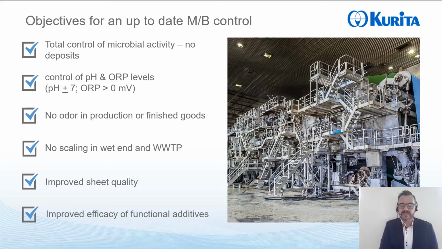So what is the target for a good microbiology control system? You should increase your pH above 7. The ORP should also be around 0. You should avoid the anaerobic conditions you have in your system. You should also reduce, let me say, the deposits in your paper machine.